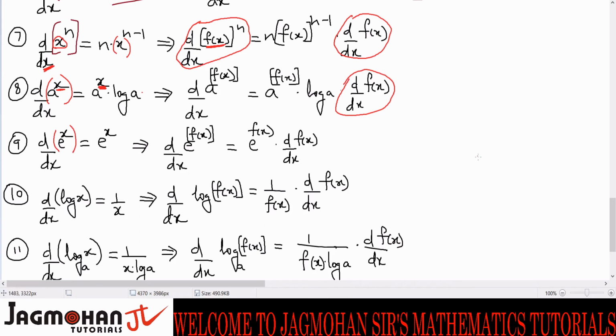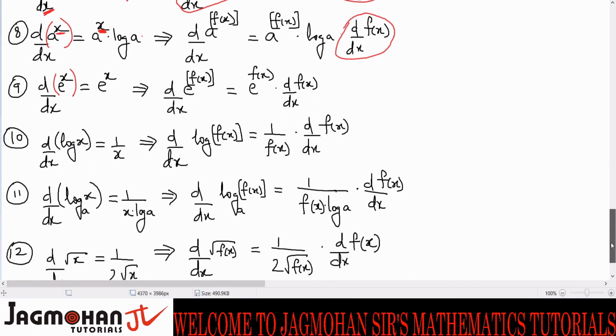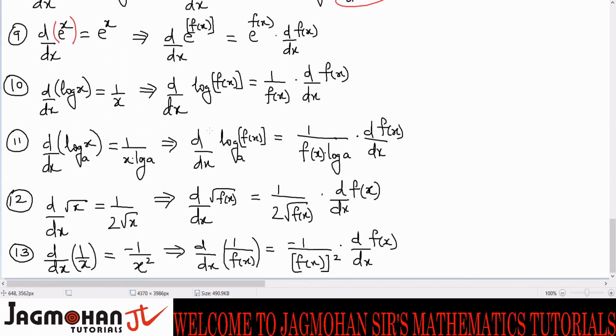d by dx of log of x is 1 upon x. So when I write here f of x, it will become log of f of x. So what will be the derivative? If I write here f of x, here also I'll have to write f of x. d by dx of log f of x will be 1 upon f of x into the derivative of f of x.